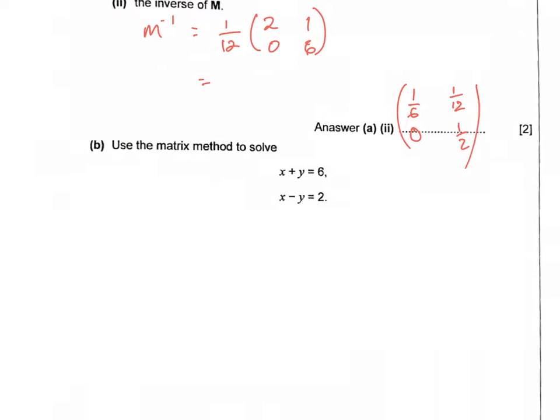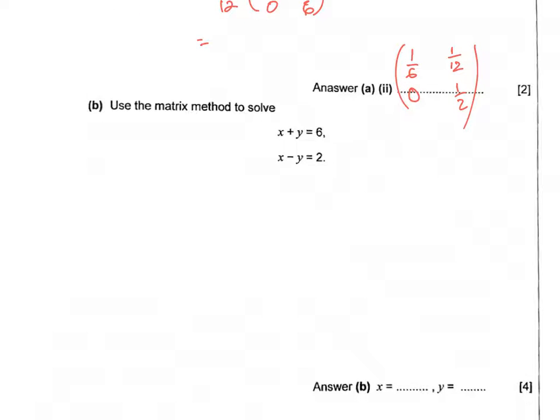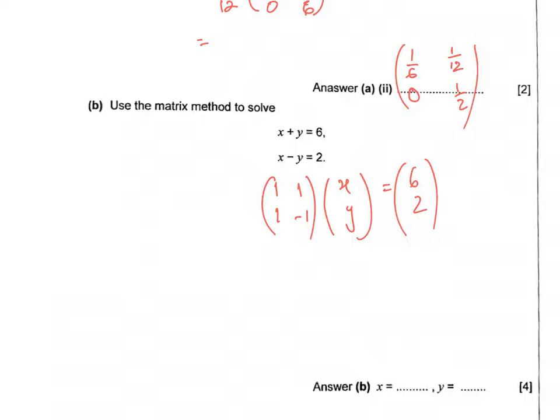Okay, then I use the matrix method to solve. Now remember to solve simultaneous equations using matrices, we write the coefficients, just the numbers. That means there's a 1 here. This is also a 1. This is also a 1. This is a negative 1. Okay, we multiply with x, y. This should give us 6, 2. Right? That is in the matrix form.